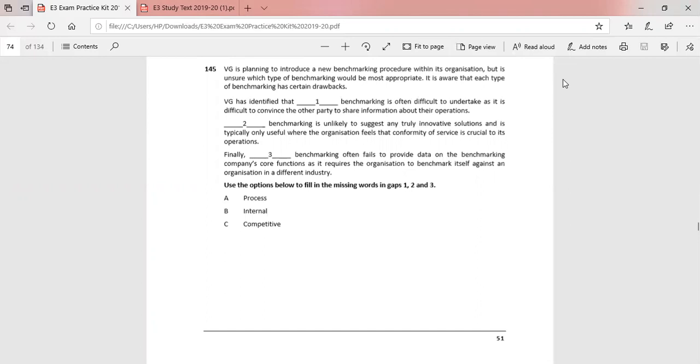You see options. The first one, whether it is process, internal, competitive. So benchmarking under one, what does it go?